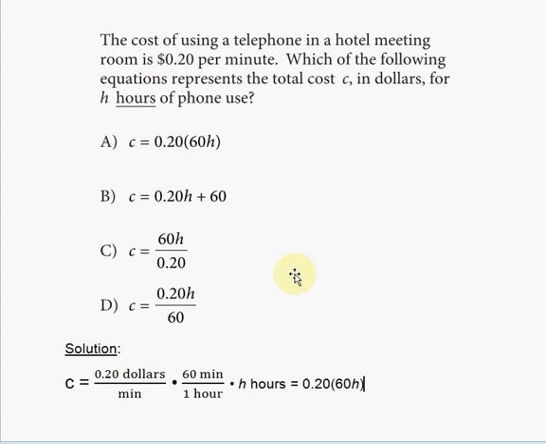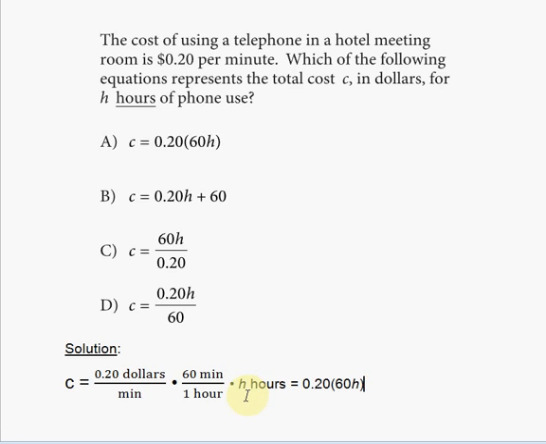All right. So the product of these two first fractions represents the total cost of using a telephone in a hotel meeting room in 1 hour's time, right? And then when you know the cost per 1 hour, if you multiply this cost by h hours of phone use, you will see the total cost of using the telephone for h hours, right? Does that make sense? Because h can be less than 1 or h could be greater than 1. Whatever the h is, we're not worried about what the h is. It's just h hours.